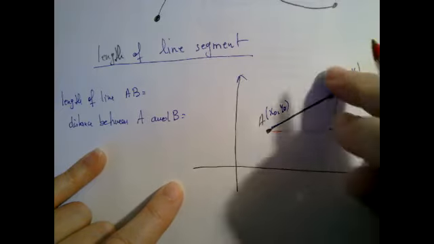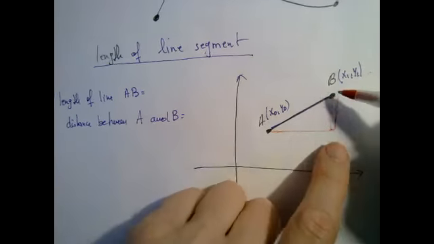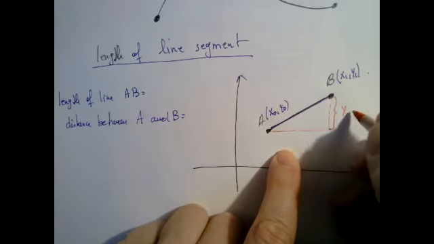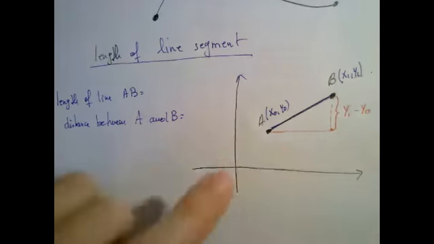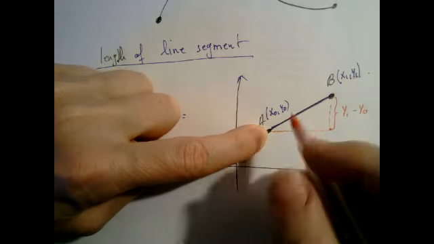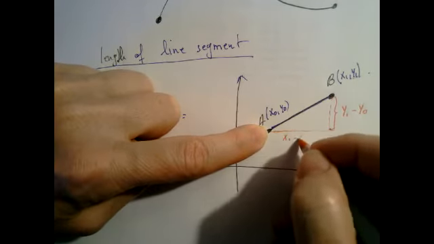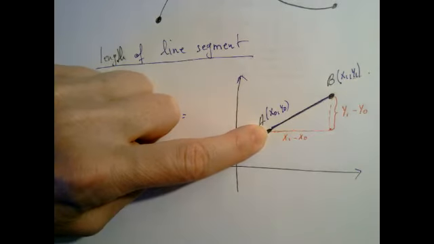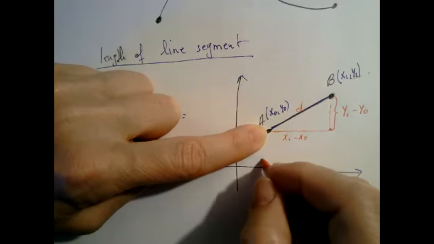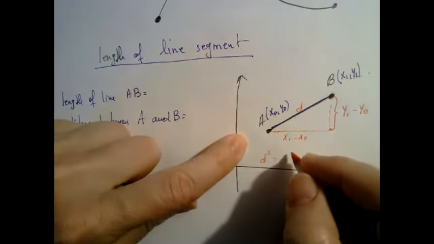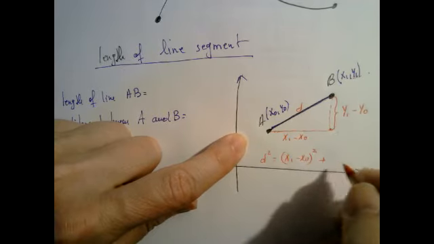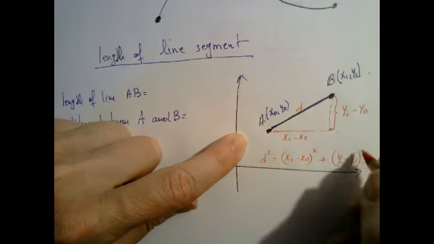What's the distance from here to here? What's the vertical distance? Is the y value here minus the y value here. So this is y1 minus y0. What's the horizontal distance? Is the x value here minus the x value here. So the right value minus the left value. So if I call this distance d, just to make things easier for us, Pythagorean tells me that d squared is x1 minus x0 squared, plus y1 minus y0 squared.